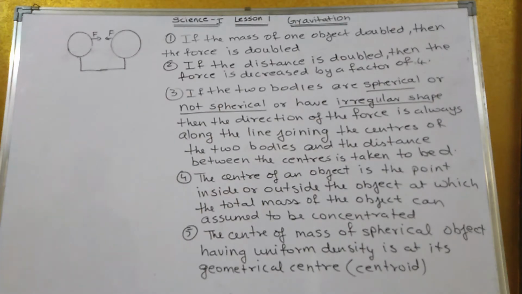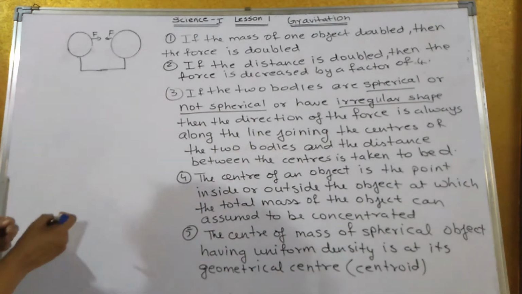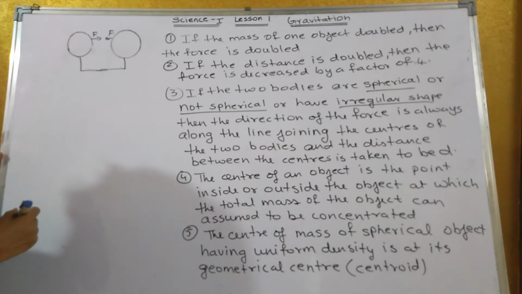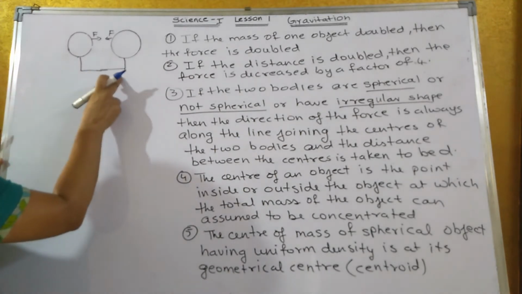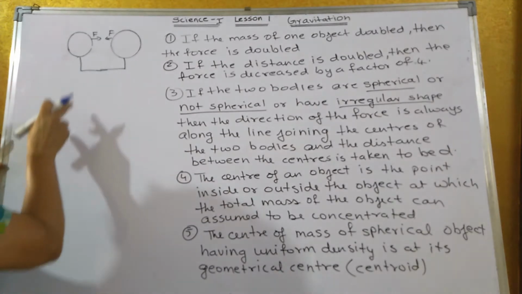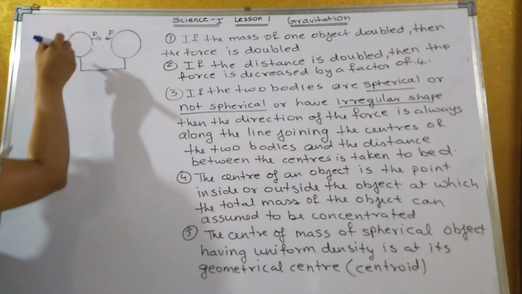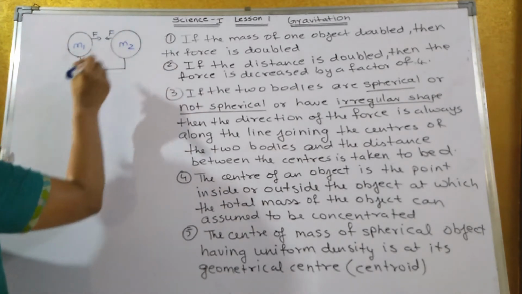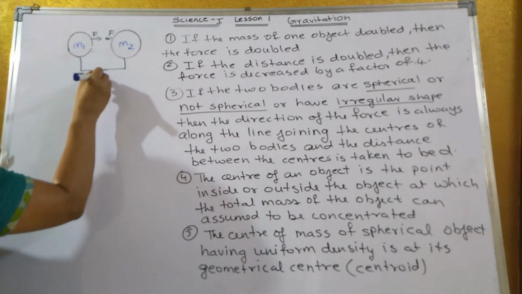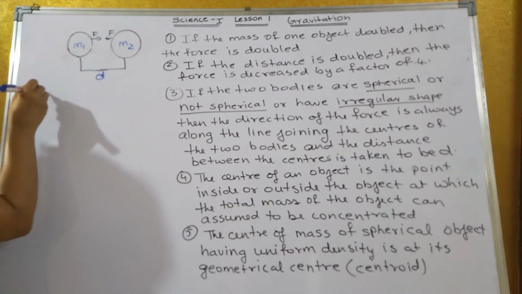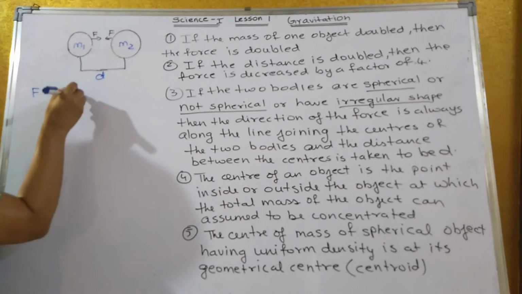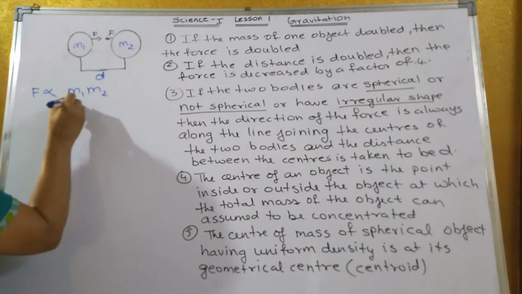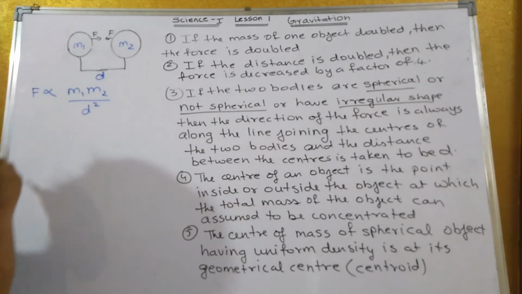Now every object in the universe attracts every other object with a definite force, and this force is directly proportional to the product of the masses of the two objects and inversely proportional to the square of the distance between them. Suppose the mass of this object is m1, the mass of this object is m2, and the distance between them is d. Then F is directly proportional to the product of the two masses and inversely proportional to the square of the distance between them.